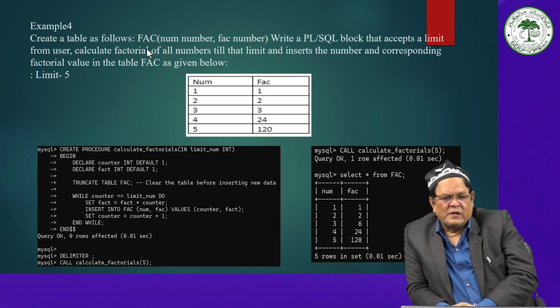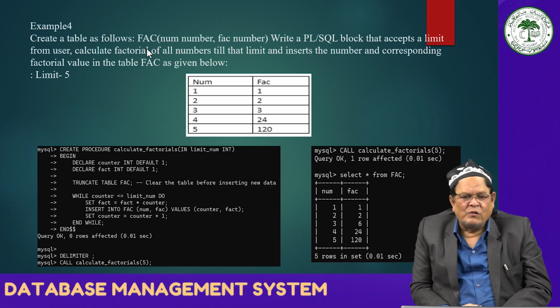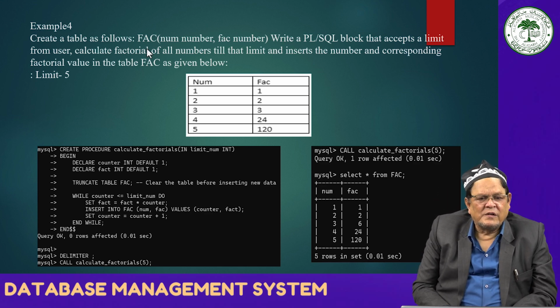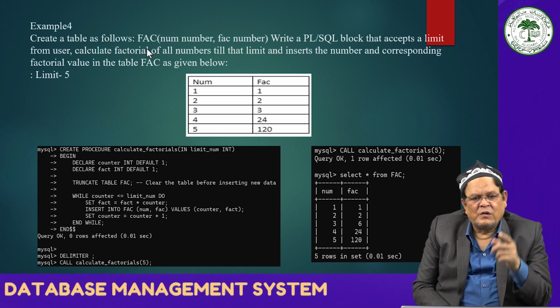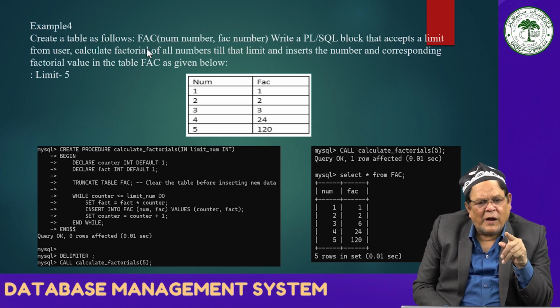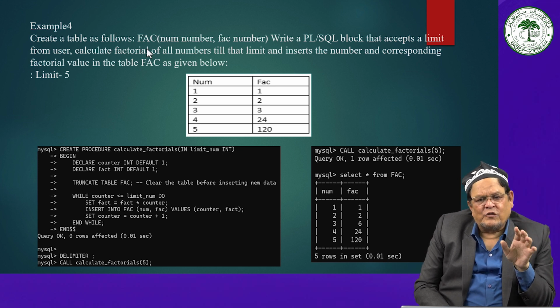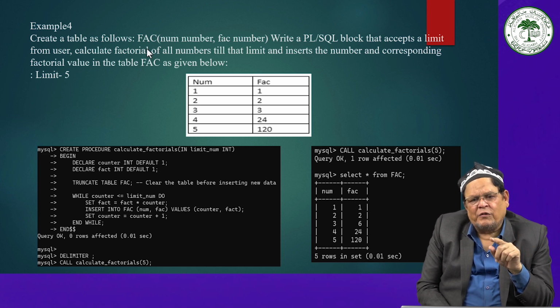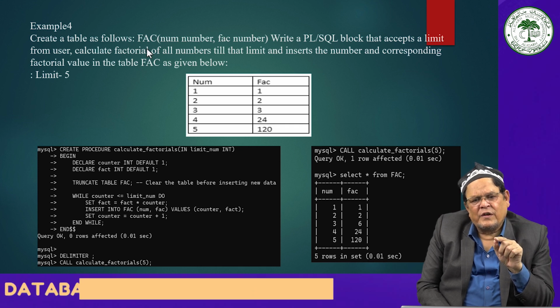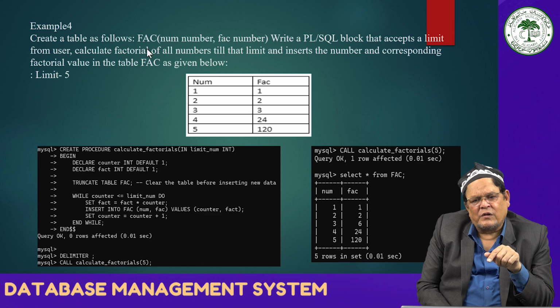Insert into fact number, comma fact_value, counter and factorial. Set counter equal to counter plus 1, for 1, 2, 3, 4. When it is 5 also it will calculate. When the counter exceeds the limit, it will stop. Otherwise, it continues, then end while and end with double dollar. When you press, it will show the query. In MySQL, you write call calculate_factorials 5. When you press, it will show the query. Okay. And the result is num and the factorial.